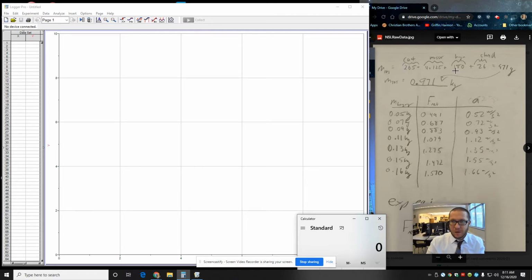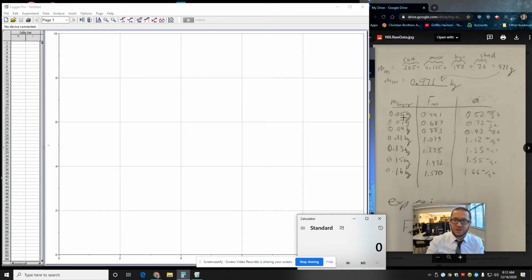It might be different depending on the cart you use, right? If you use the blue cart versus the gray cart, they have a slightly different mass. You'll have to figure that out on the spring scale. This would be the same for everybody if you use all four. The hanging mass could be different for people. The shield should be about the same mass. So I had a total of 971 grams or 0.971 kilograms.